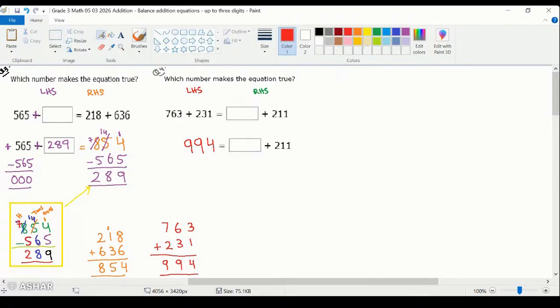But on the right side, we are missing one number. It should be, yes, 994. Now what we need to do is we need to find the missing number. So what we do is we subtract this number on both the sides.